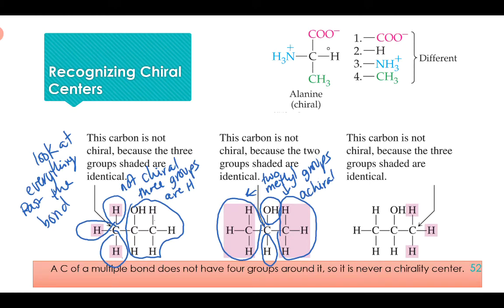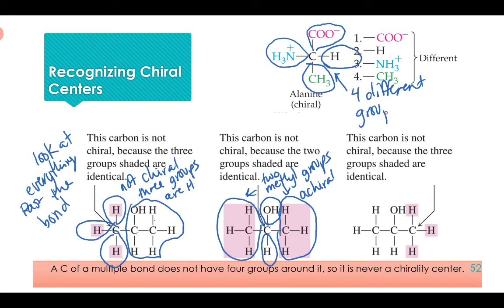If we look up at this amino acid, we have 1 group, 2 group, 3 group, 4 groups. And so this one has 4 different groups. And so this carbon right here in the center is chiral. That means if I take this amino acid and I take the mirror image of it, I'm going to end up with a different molecule.